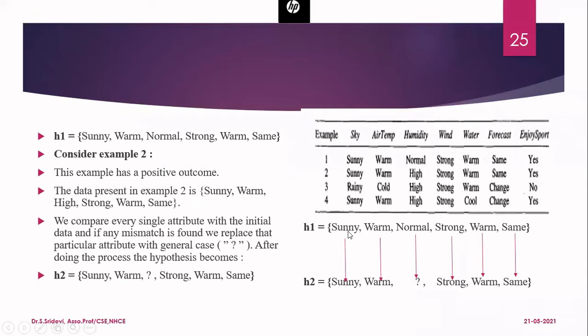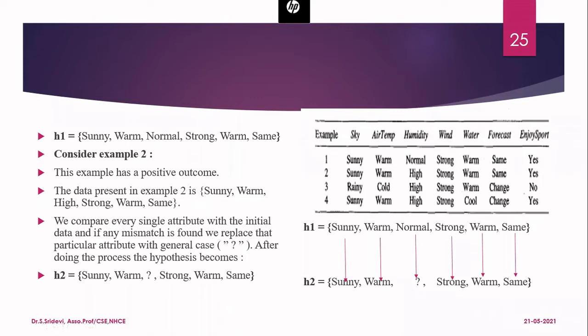That means you can still classify sunny with the help of this hypothesis H1. What about the second parameter? Air temperature is warm. Can the hypothesis H1 identify that? Yes, because here warm is there. And what about the third parameter, humidity? It is high. If you consider the hypothesis H1, in the third parameter, it is normal.